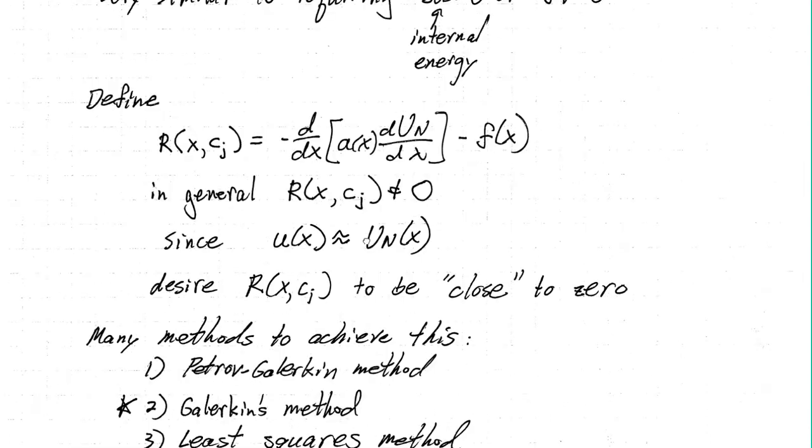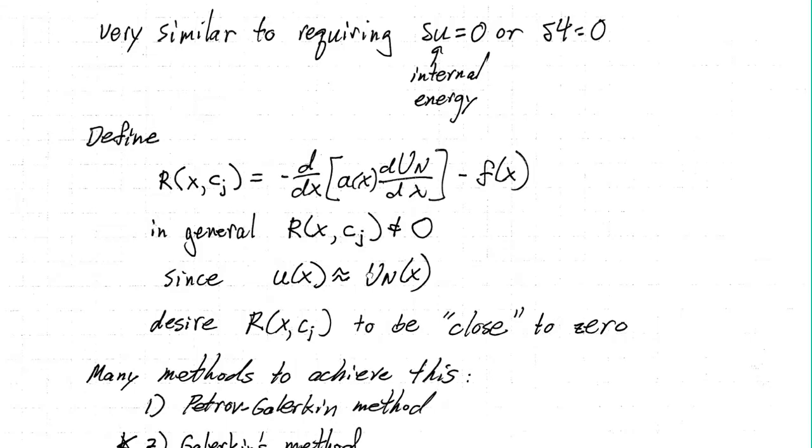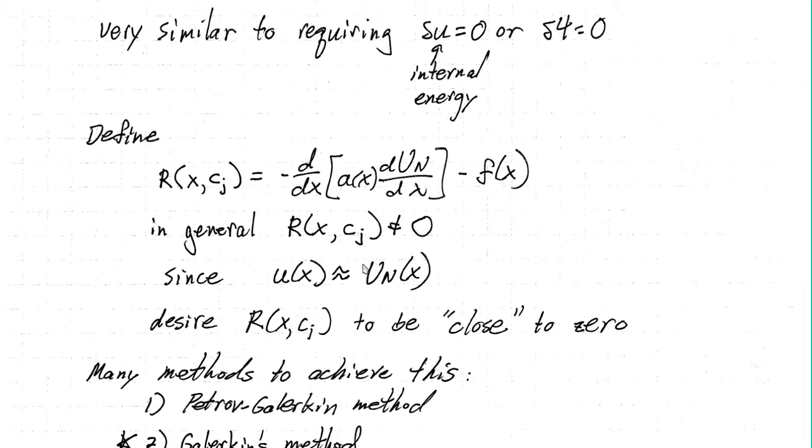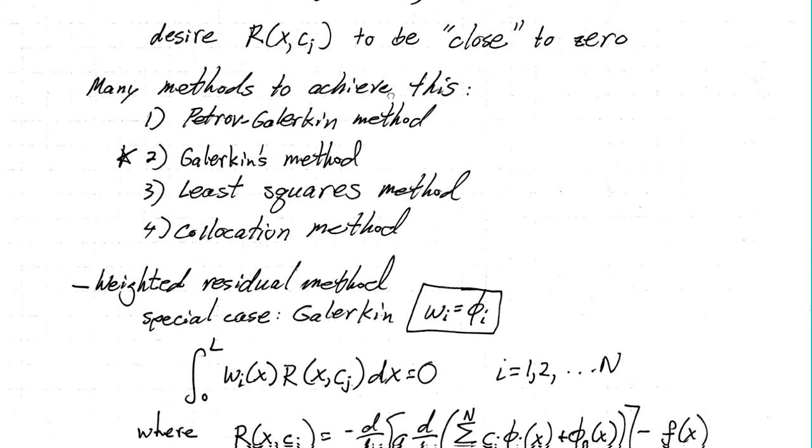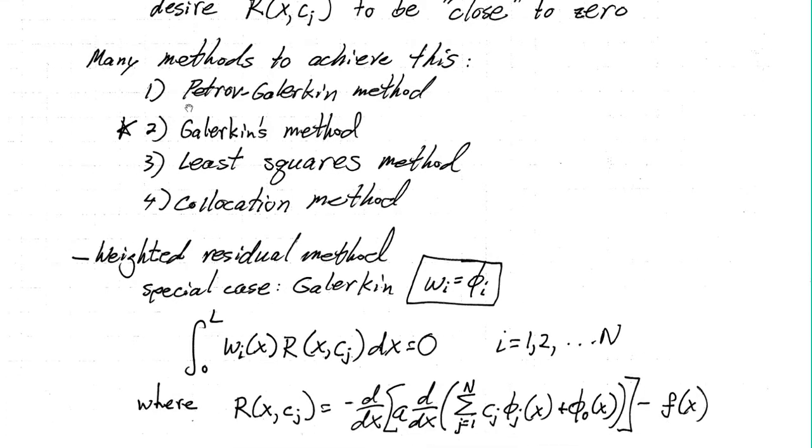So think about that some more, and we'll come back to that many times. But ultimately, when you solve boundary value problems, you want to drive this to 0. That gives you the unique solution, subject to whatever boundary conditions you apply to the problem. There are a number of ways you can do this, and here's what they're called: Petrov-Galerkin, Galerkin's method, least squares method, collocation method. We're primarily going to focus on Galerkin's method.